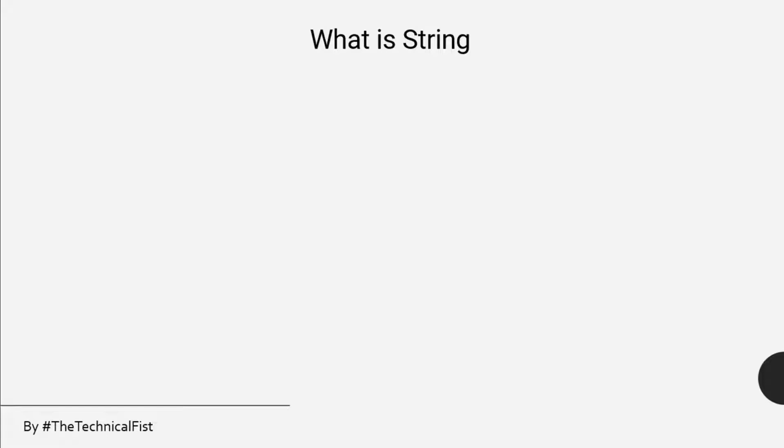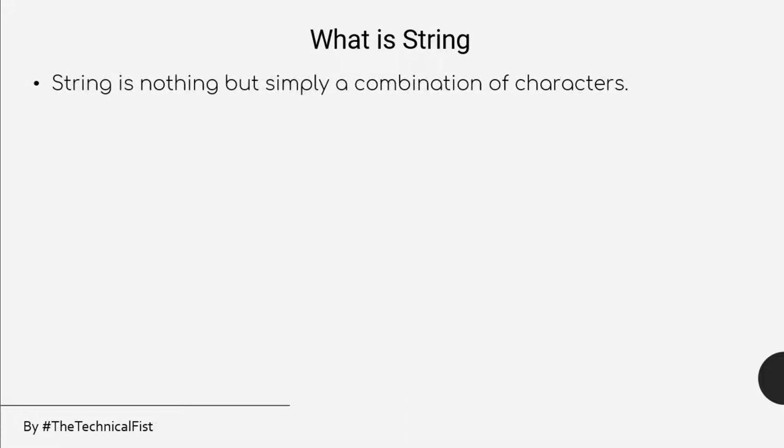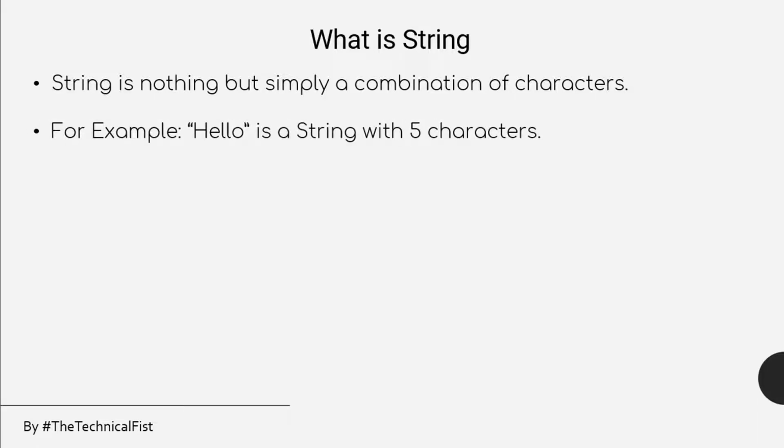Now let's move on to the string. So what is a string? A string is nothing but simply a combination of characters. If you combine characters together, that makes a string. Say I have a word called hello. This is the combination of 5 characters, H-E-L-L-O. The combination of these 5 characters is called a string. So hello is a string.